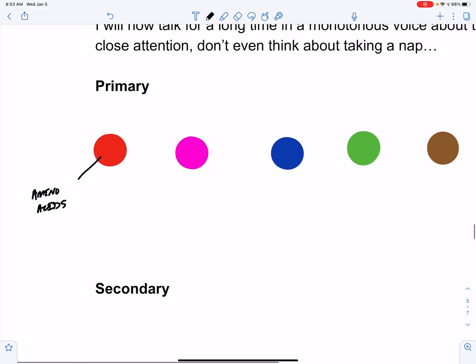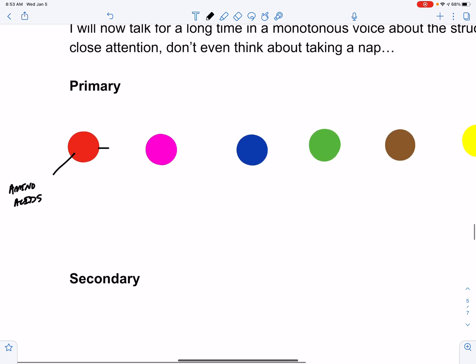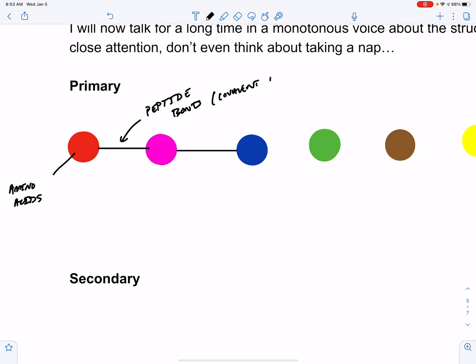So amino acids, when they're joined together, which you may have done in class today, but you may not have, form what's called a peptide bond. And a peptide bond is a covalent bond. And as such, it is very strong. Remember, covalent bonds are the strongest types of bonds that can form between atoms.